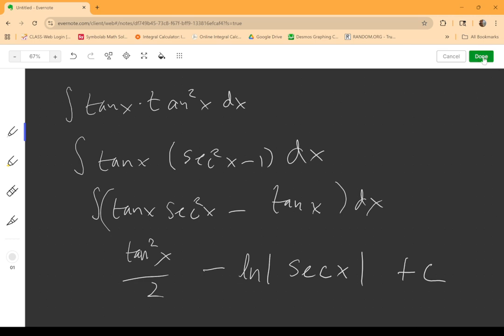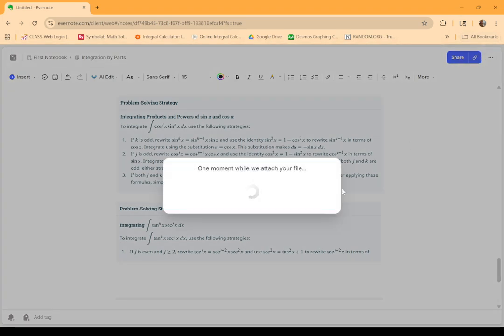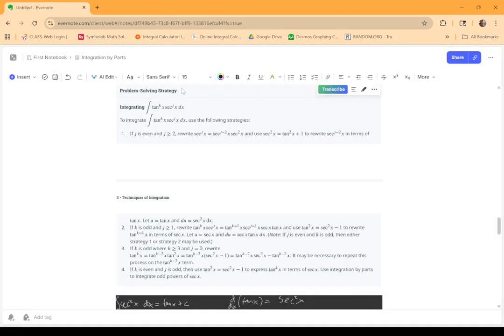So we're going to bring your attention here to this problem solving strategy. So when we have integrals that look like this, if j is even, you want to rewrite secant here. You want to keep a secant squared essentially to the side for your substitution. And then if k is odd, then you want to rewrite here in this manner. You want to save a secant tangent x.